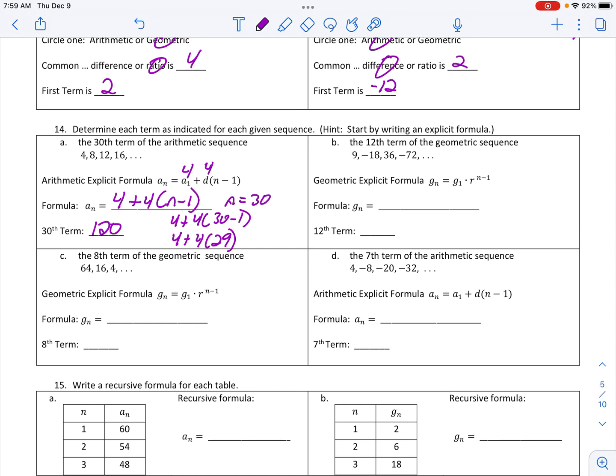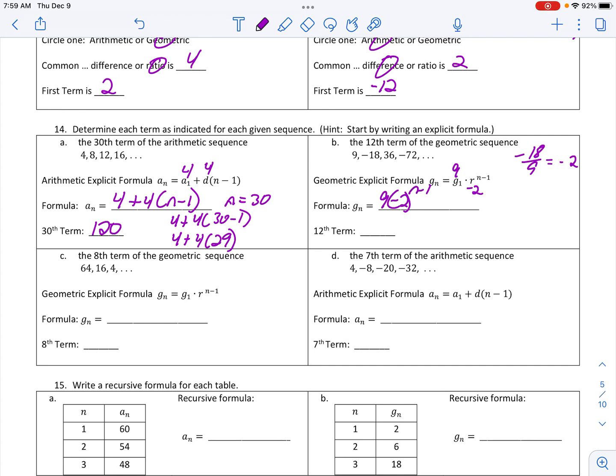Okay. Then letter B, the 12th term, find the 12th term of the sequence. Now this is geometric. First term is 9. How are we moving to go from 9 to 18 to 36 to 72? Now we're changing signs. And when we change signs like that, it means we are multiplying not by just a 2, but a -2. So my common ratio is -2. So when I write this one up, because that's a -2, you better use those parentheses.